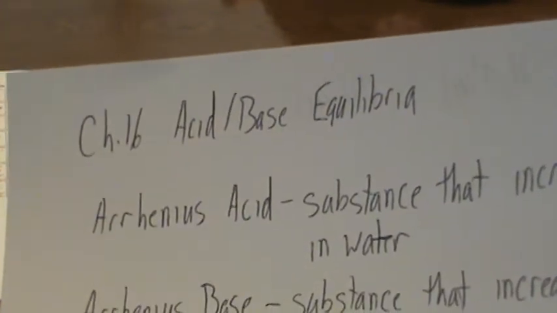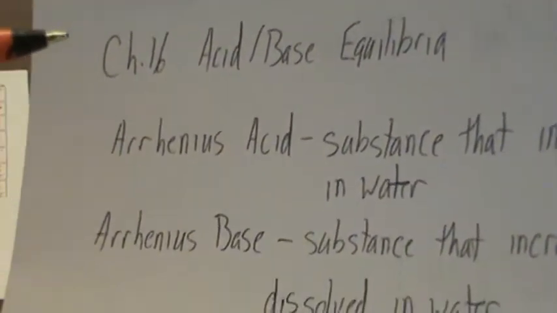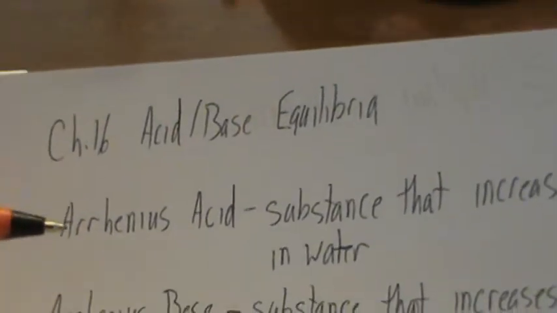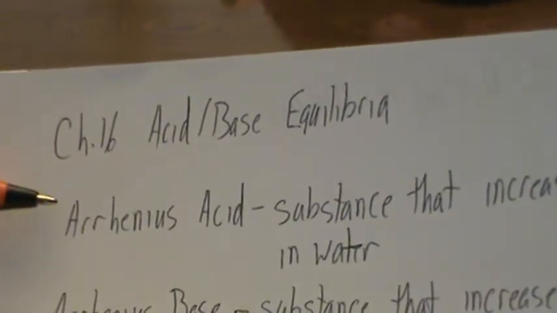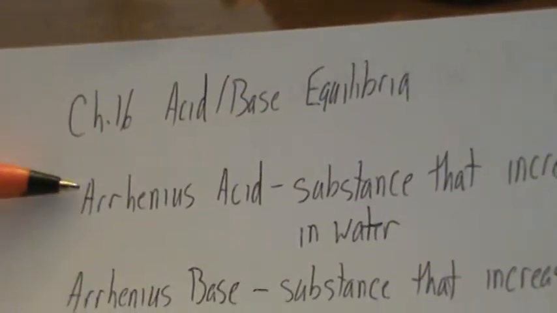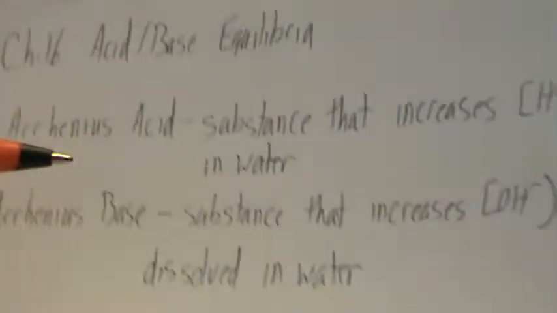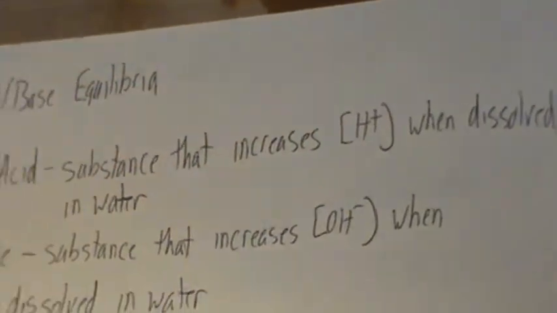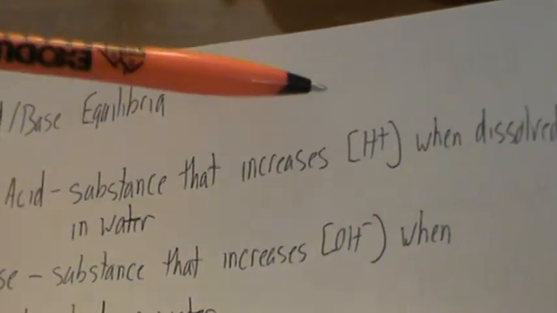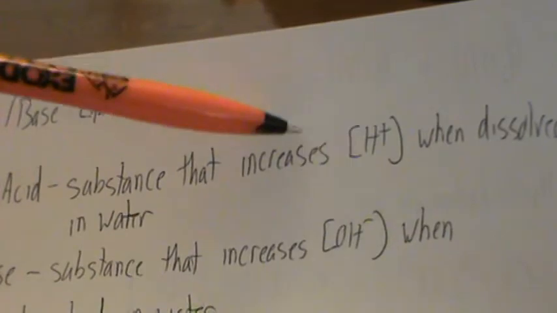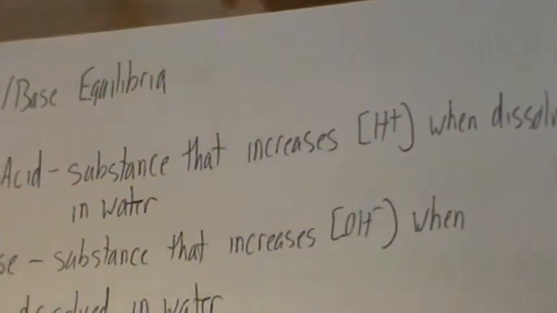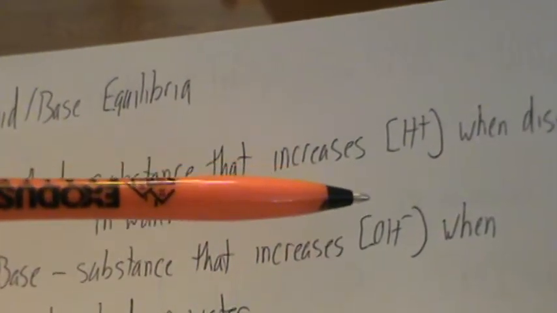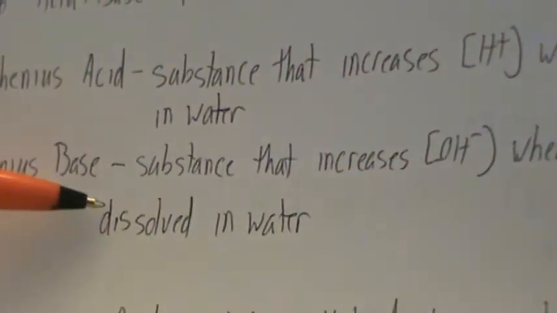Okay, so acids and bases. There's a couple different ways that we can identify and define what an acid and base is. One way is we can use the Arrhenius definitions. An Arrhenius acid is a substance that increases the hydrogen ion concentration when dissolved in water. If we have something in brackets, that's saying concentration of hydrogen ion. An Arrhenius base is a substance that increases the hydroxide ion concentration when dissolved in water.